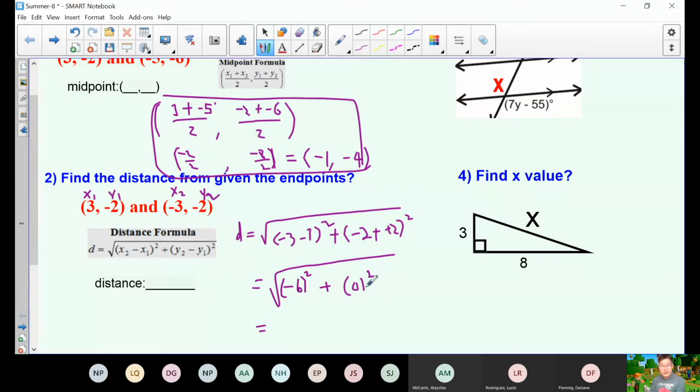This one, actually, answer is nothing. Negative 6 square is 36, right? And actually come out as what? 6. You need to write this part, right?